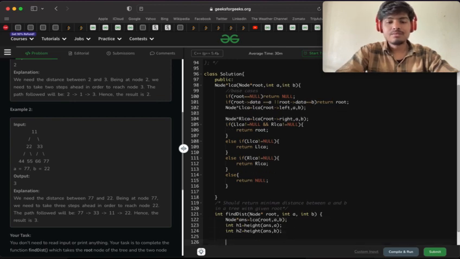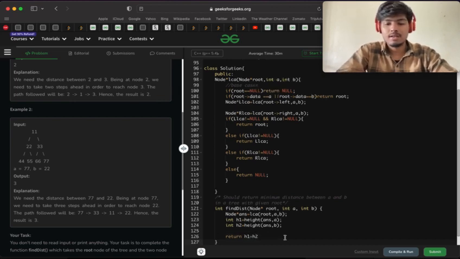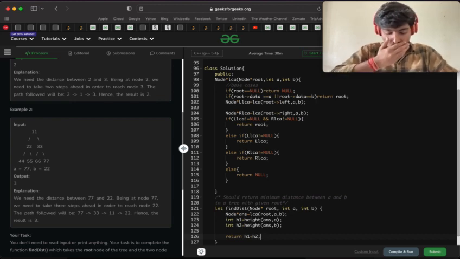नाउ जो मिनिमम हाइट होगी मेरे को तो मिनिमम हाइट फाइंड करनी है, वैसे तो हम डायरेक्ट h1 प्लस h2 वहाँ पर मिनिमम कर लेंगे फंक्शन के अंदर, सो रिटर्न h1 प्लस h2, दिस विल बी माई आंसर। सो नाउ लेट्स राइट द फंक्शन फॉर height.